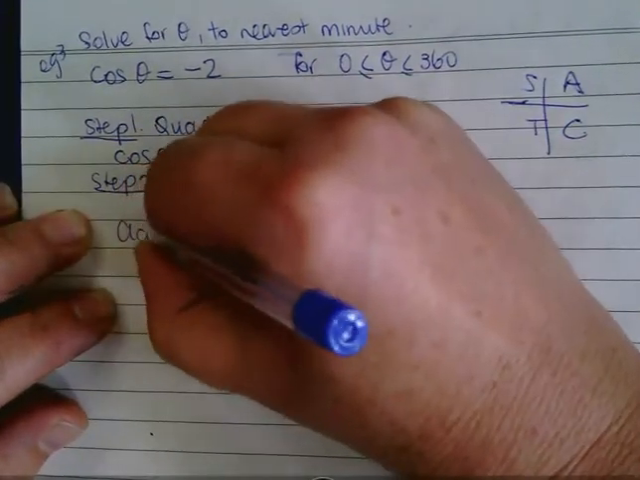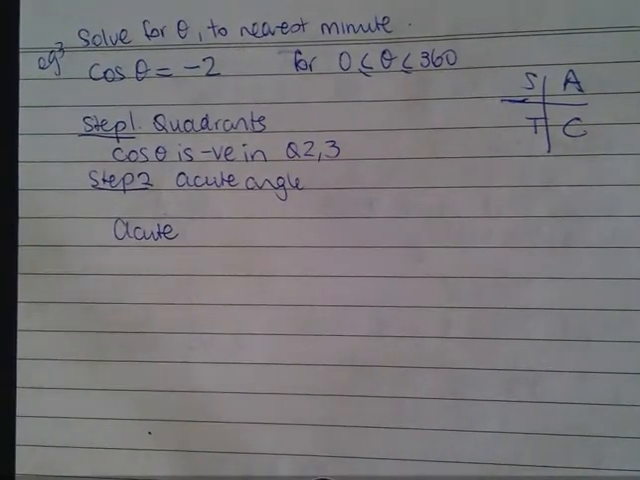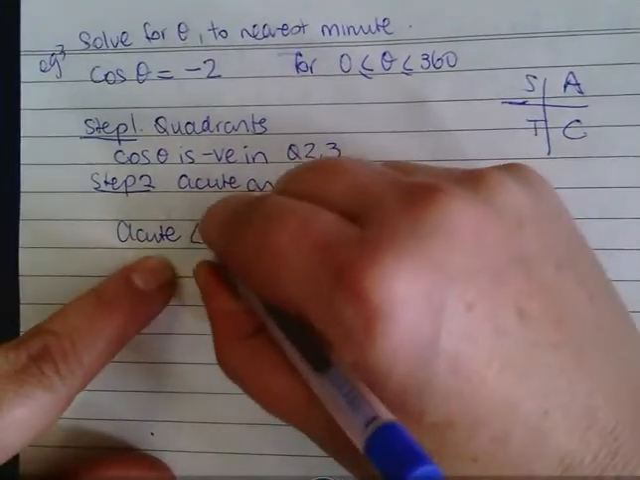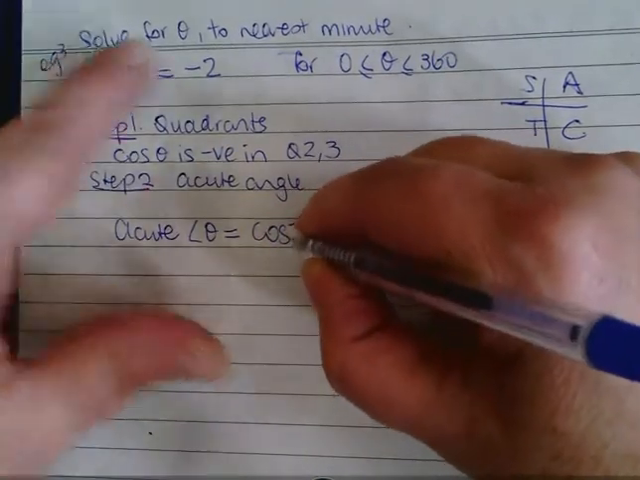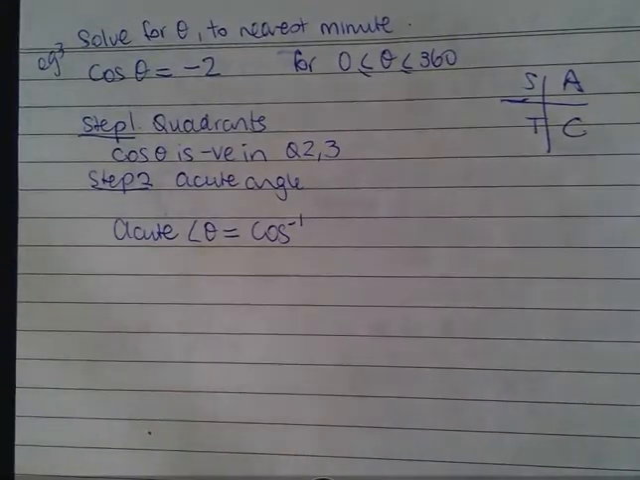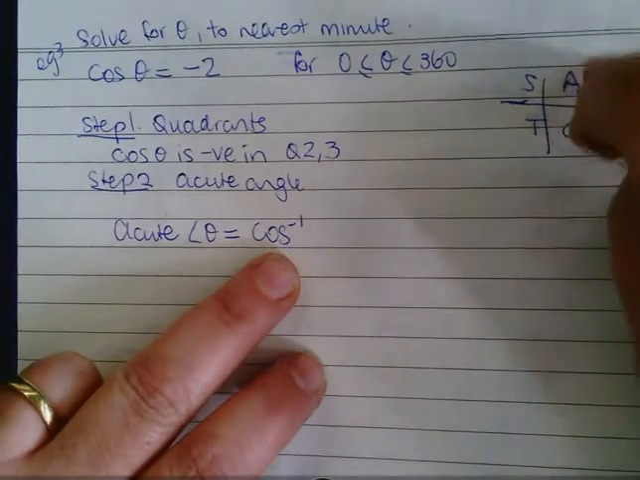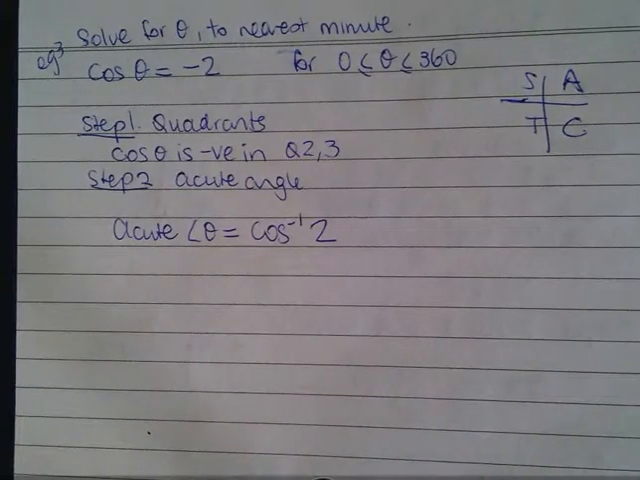So we say, now later, you don't have to write step 1 quadrant, step 2. You just write cos theta is negative in quadrants 2 and 3. Acute angle theta. You go cos of what is 2, not cos of what is negative 2. What's the negative for? The quadrants. So cos to the, and acute angles are always positive. Cos to the minus 1 of 2. Please don't put the negative in, otherwise you're going to get 120 or something. I don't know what you're going to get.